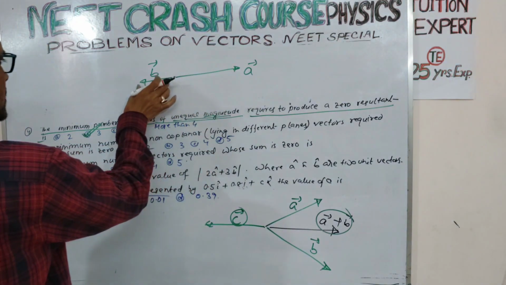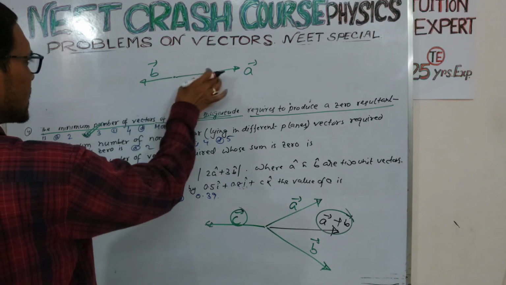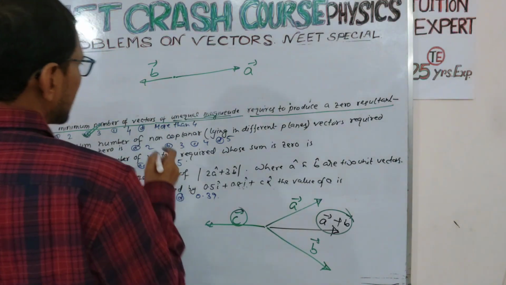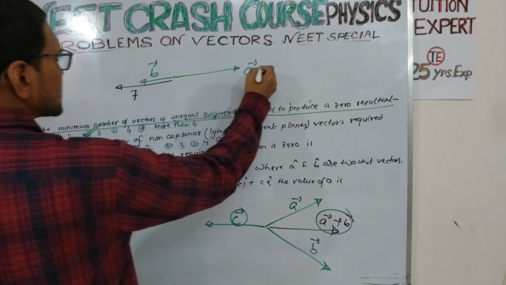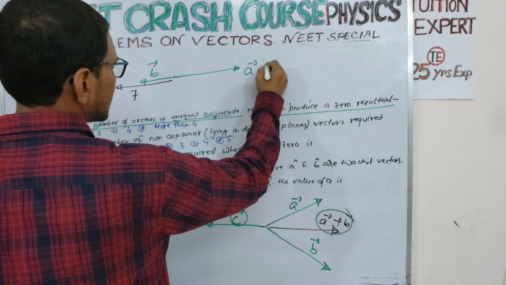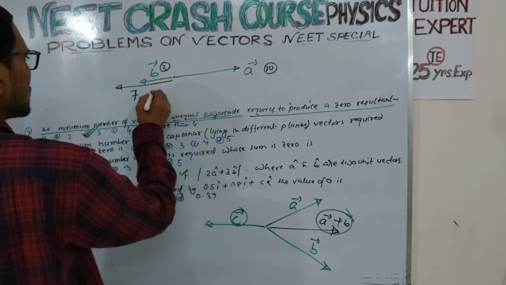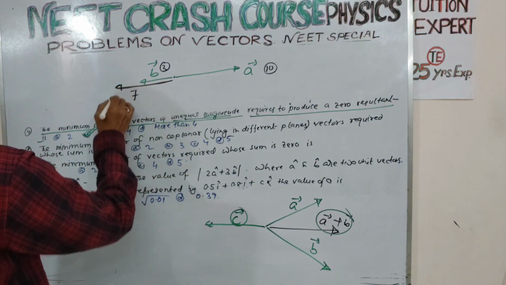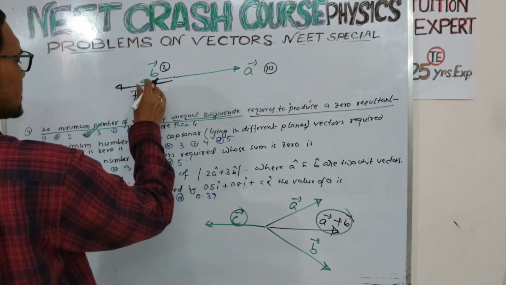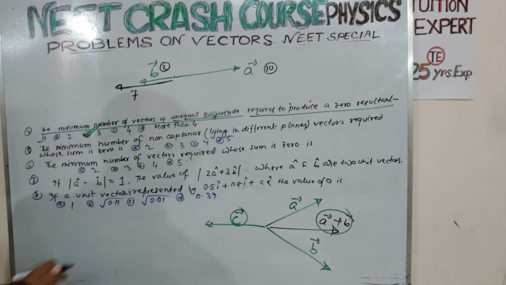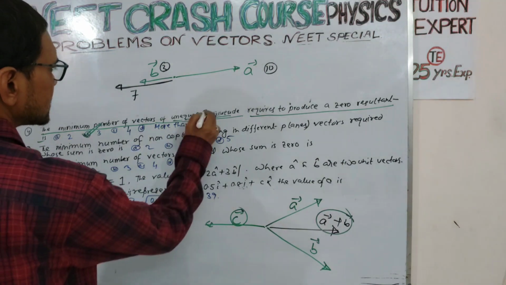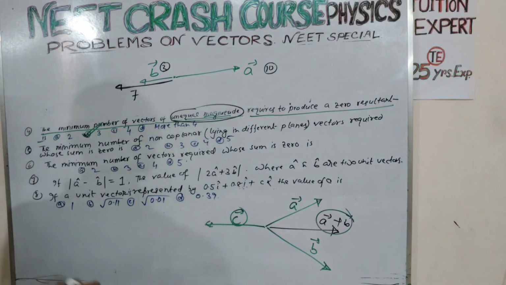Because here suppose A equal to 10 unit, B equal to 3 unit, so 10 minus 3, that is 7 unit. So we have to consider another vector 7. Suppose this is magnitude 10 unit, this is magnitude 3 unit, so we have to apply another vector 7, so that resultant is 0. So we required 3 vectors to produce 0 as it is unequal magnitude.